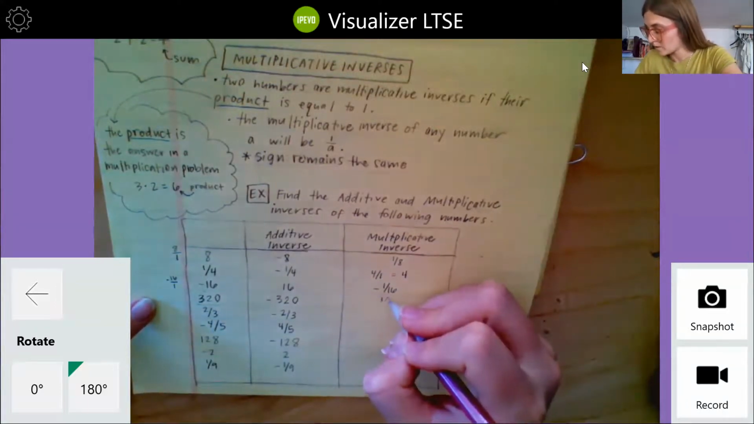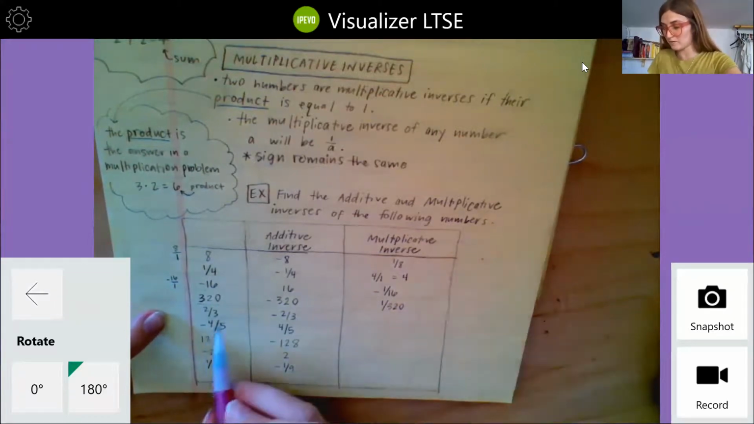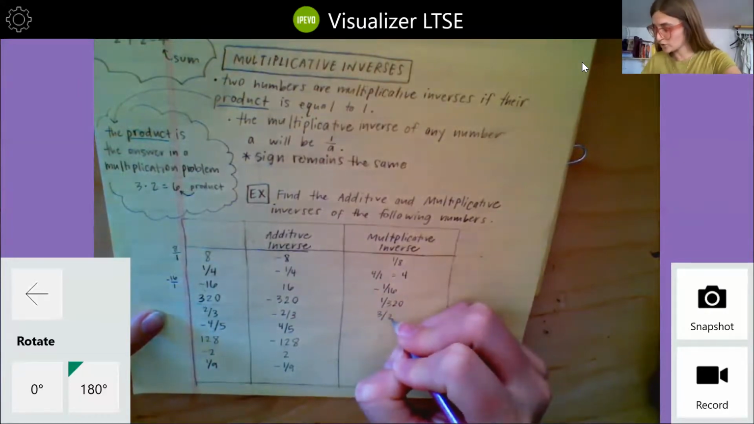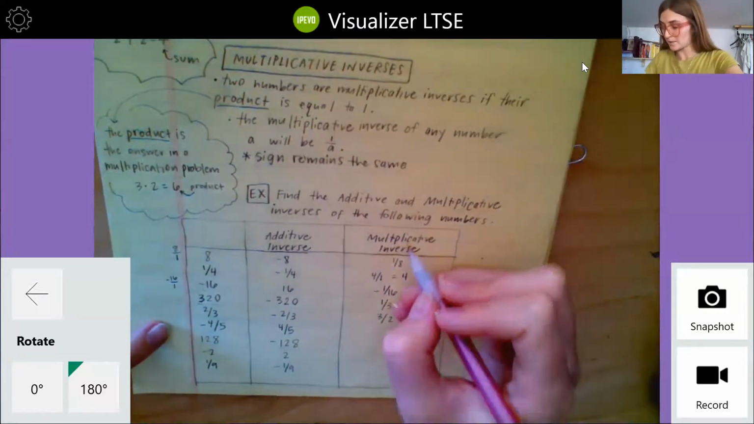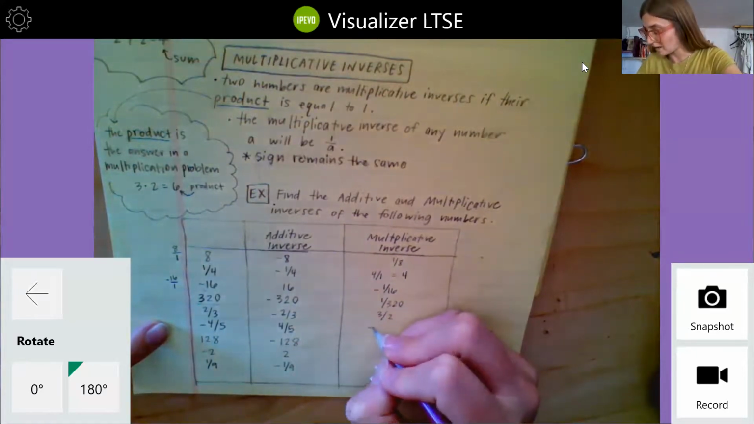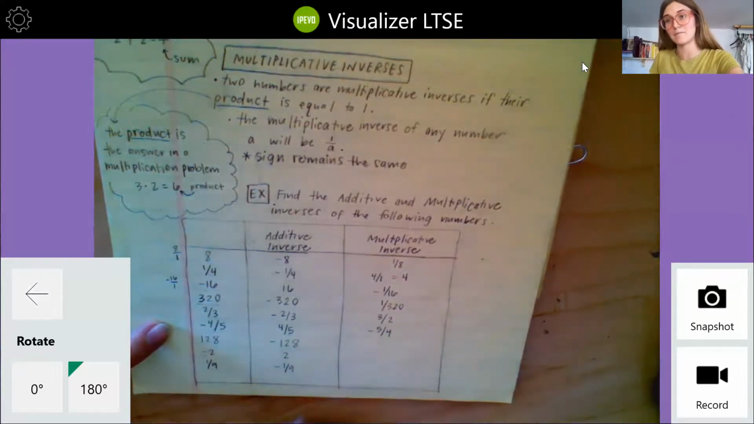320 will become 1 over 320. Multiplicative inverse of 2 over 3 will be 3 over 2. Multiplicative inverse of -4 over 5 will be -5 over 4. Remember, the sign stays the same.